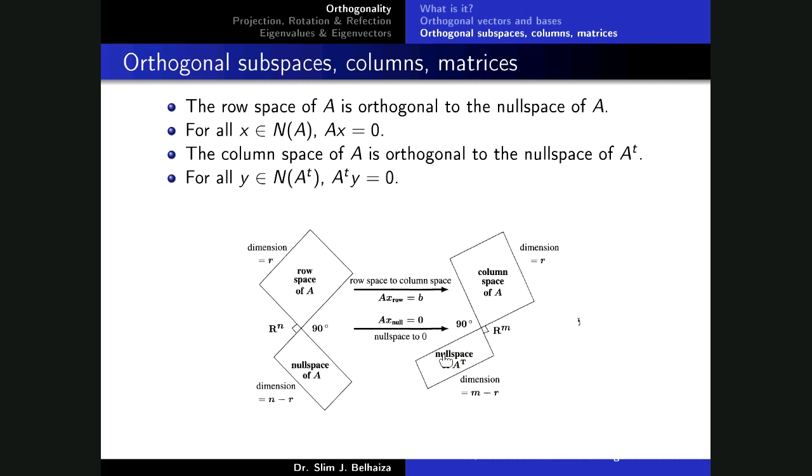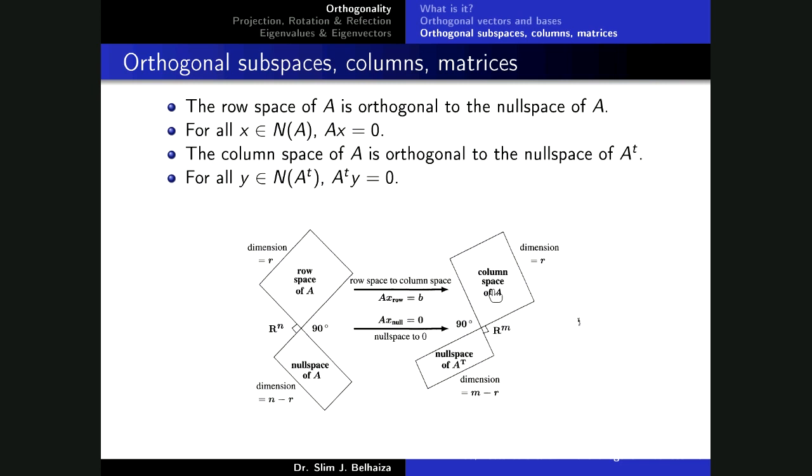And similarly, the null space of A transpose, or the left null space of A, is orthogonal to the column space of A. Okay? So for example, here they're saying that the dimension of the row space is r, and they're working here in Rn. So why do they work in Rn? Because they're saying they do have n columns in A. And here similarly they're working in Rm because they're saying that they have m rows.